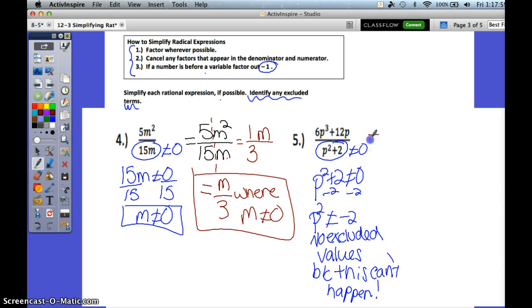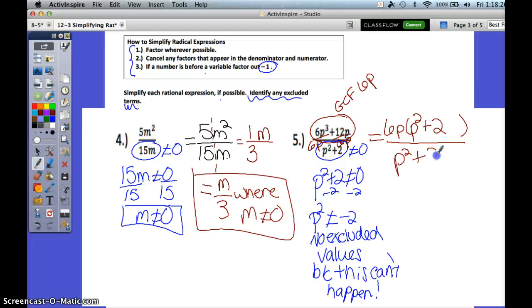So let's go ahead and look here. Can we factor anything out of my numerator? Well, I see a GCF of 6p. So when you factor 6p out of the numerator, you have leftover when you divide by 6p, divide by 6p. 6 divided by 6 is 1. P cubed divided by p is p squared. Plus 12 divided by 6 is 2, and your p's cancel. All over p squared plus 2.